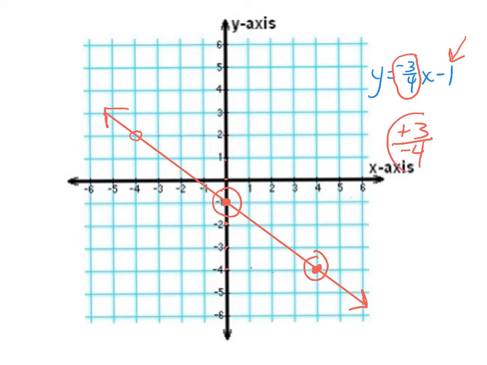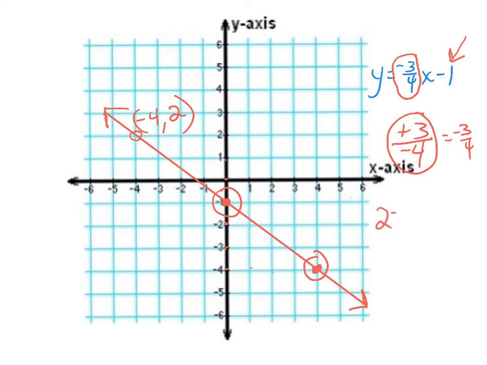A positive 3 divided by negative 4 still gives me a slope of negative 3/4. The other thing that I want to do is make sure that this point, the point negative 4, positive 2, does work inside that particular equation. So I'm going to put negative 4 in for x and 2 in for y and see if it works.